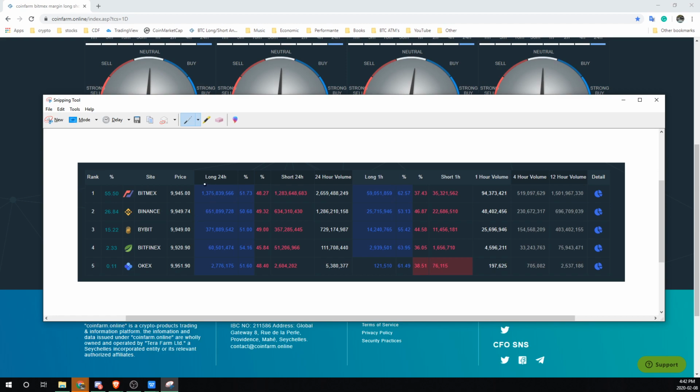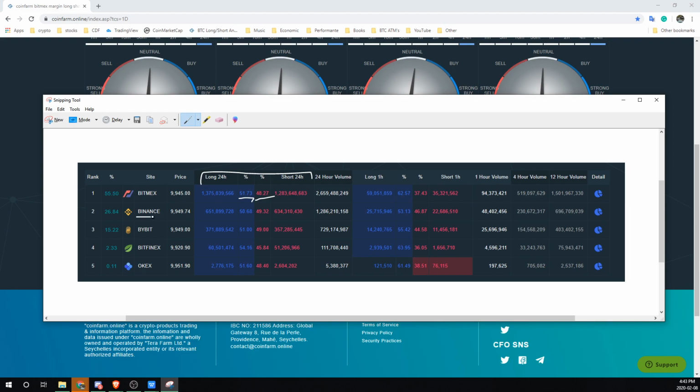So right now on the 24-hour long versus short, this is the total in the 24-hour period for the people that have longed versus the people that have shorted. Comparing them in a percentage, we see that on BitMEX there is 51.7% of people that have taken a position hoping for price appreciation, whereas only 48.3% of people are looking to short, hopefully seeing the price go down.